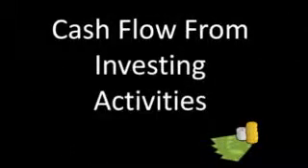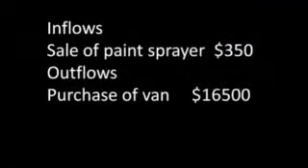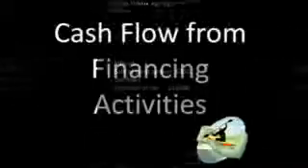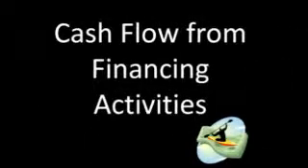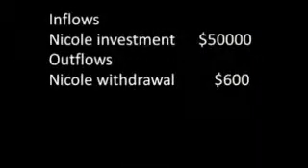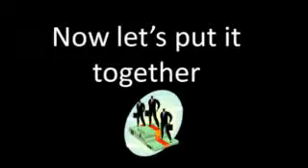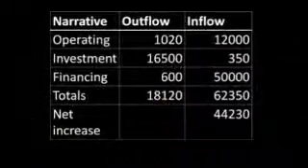Now the cash flow from investing activities. There has been an inflow of $350 from the sale of a paint sprayer and an outflow of $16,500 from the purchase of the delivery van. Lastly, the cash flows from financing activities. Nicole has an inflow of $50,000 from her investment and an outflow of $600 from a withdrawal. We are almost there. The final step is to put the three results from the three groups into a single statement. And here it is.